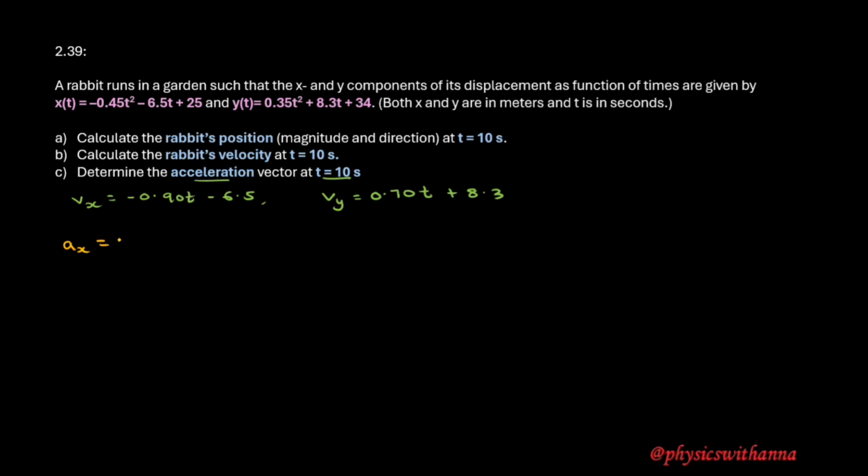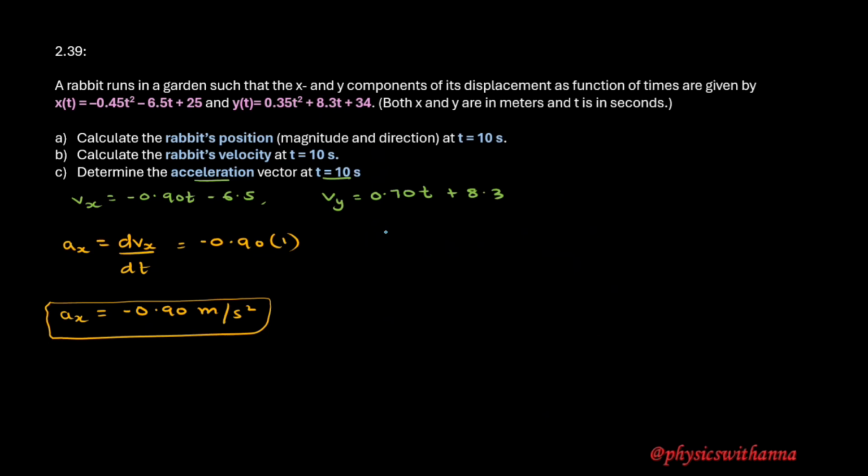Acceleration along x-axis will be derivative of velocity along x-axis. So we keep negative 0.90 as it is. Derivative of just t is 1. Negative 6.5 is not multiplied to t, so derivative of a constant like this will be 0. So you get ax to be equal to negative 0.90 meters per second squared. Here there is no t present in the final answer, so I don't need to substitute time t as 10 seconds. This will be my answer for acceleration.